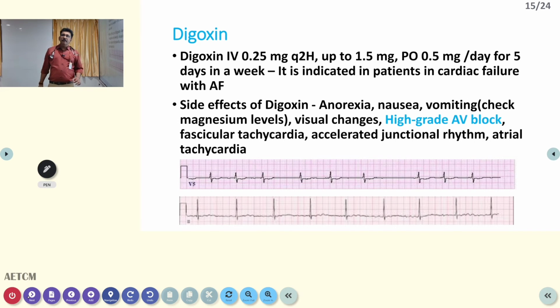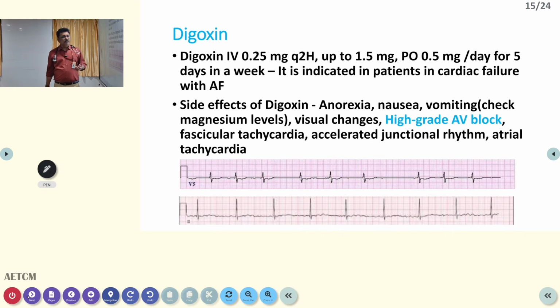Digoxin is a drug which can control the rate properly, but it should be used with caution. Only if there is cardiac failure should we use this drug, because that is the only indication nowadays. That is only because of its very high side effect profile. It has a very narrow therapeutic index. So there is a high chance of arrhythmias after starting digoxin, and you should remember that.